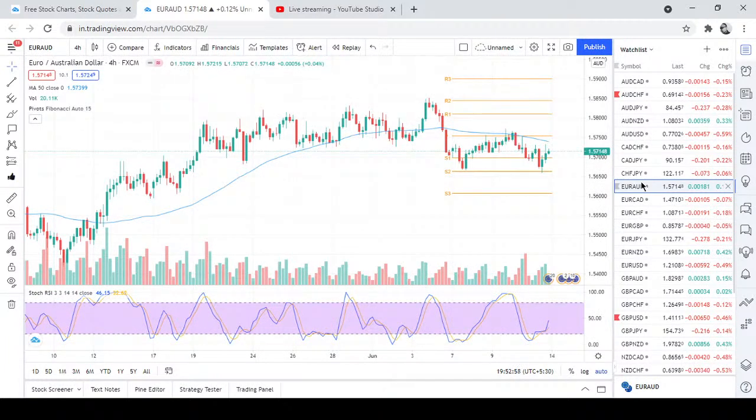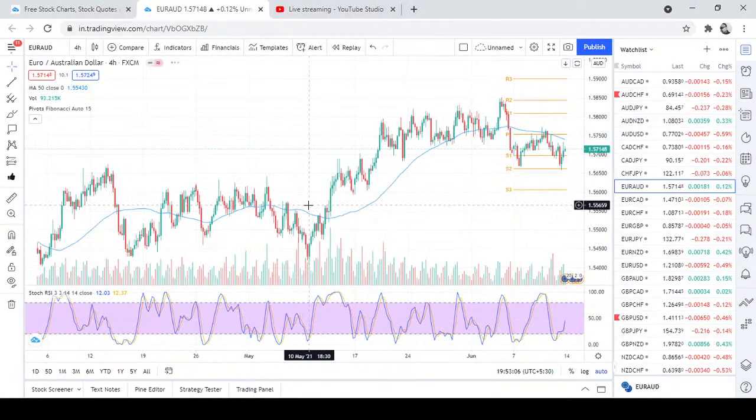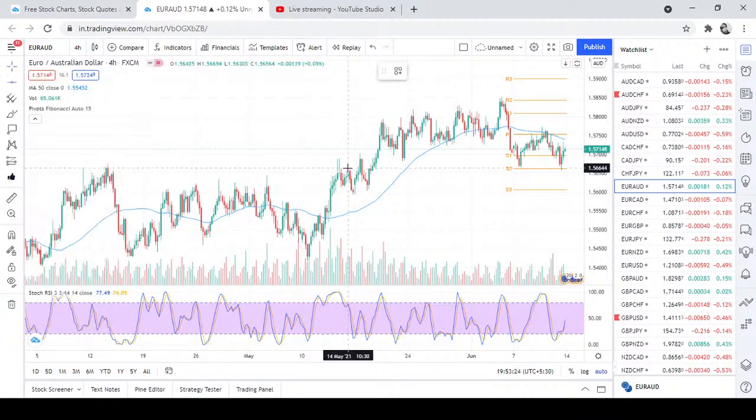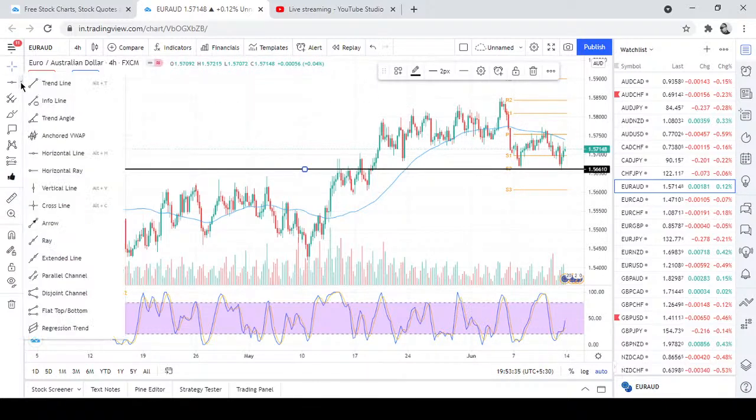Euro Australian dollar. Not a beautiful chart. Things are not very beautiful because the market was in sideways, then went up, and right now the market is in sideways again. And is there any support? Is there any support, guys? Do you see any support here? There is a support here, but overall the tendency of the market is towards the downside. So I am not very convinced with this chart.